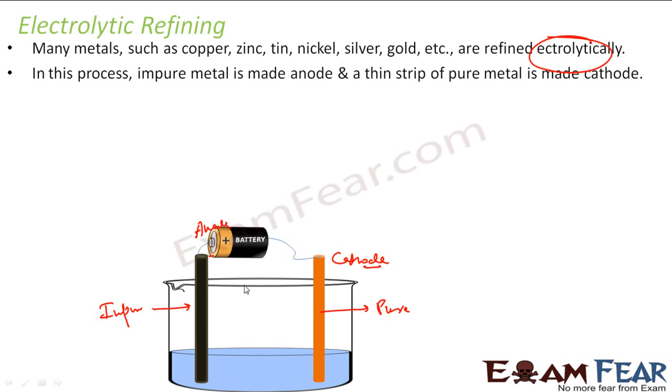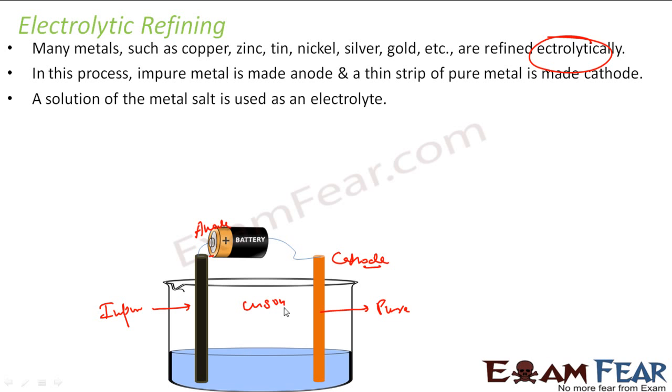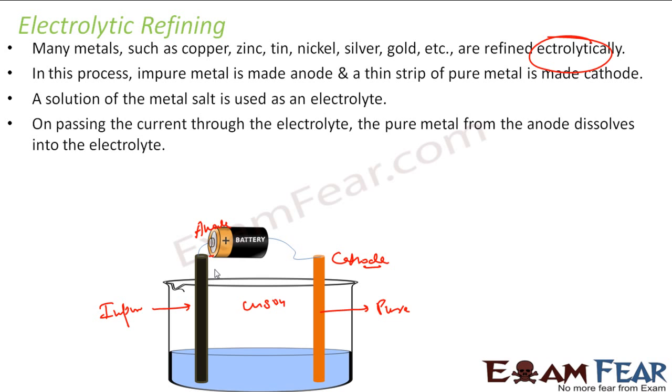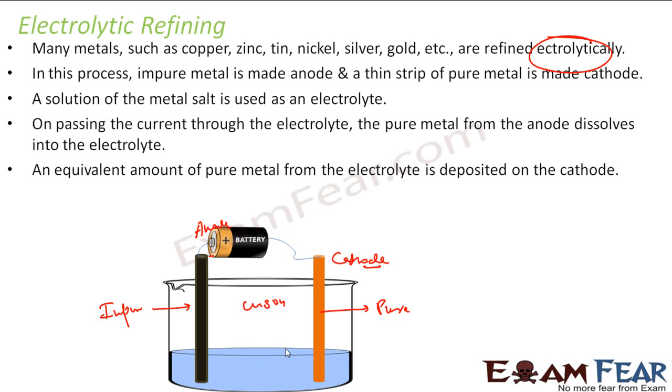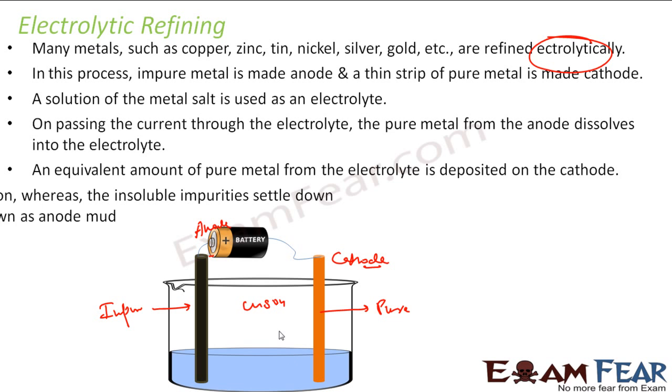Pure at the cathode and impure at the anode. And then a solution of metal salt is used. Since it is copper, I'll use copper sulfate, CuSO4. So this is a copper sulfate solution, used as electrolyte. On passing the electricity, the impure metal from the anode dissolves into the electrolyte and then goes to the cathode. An equivalent amount of metal goes to the cathode, and the impurities settle down.